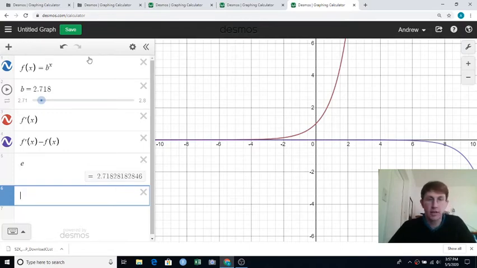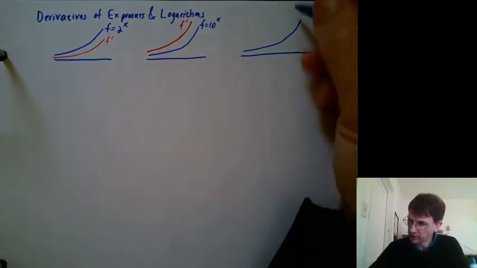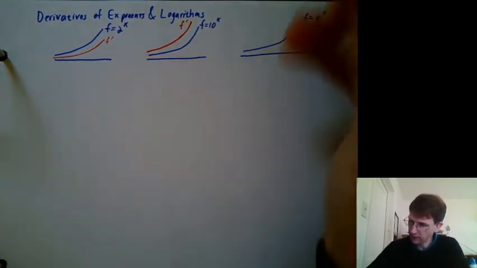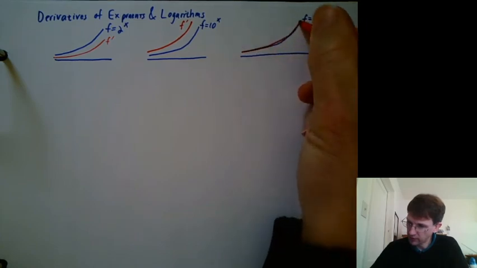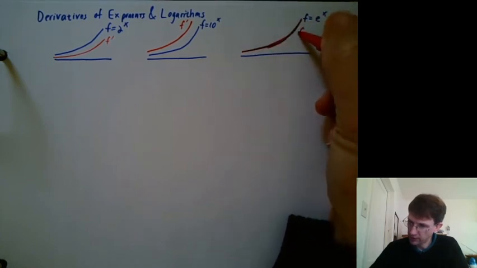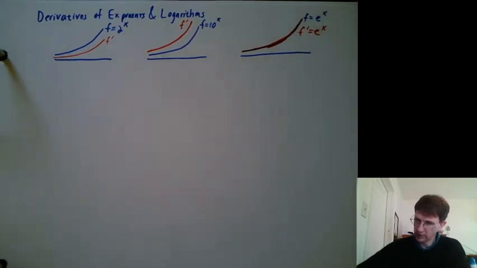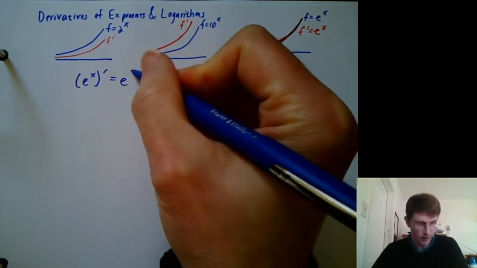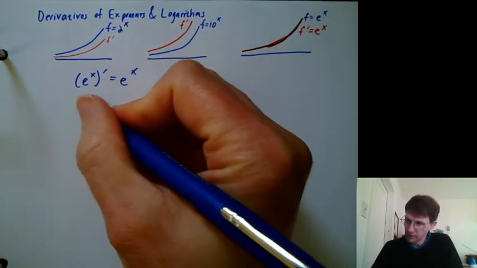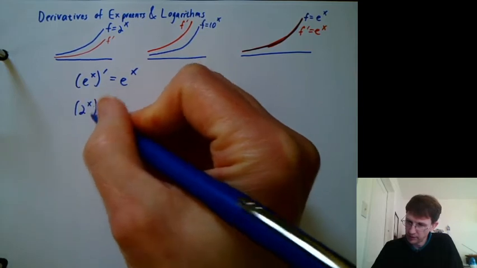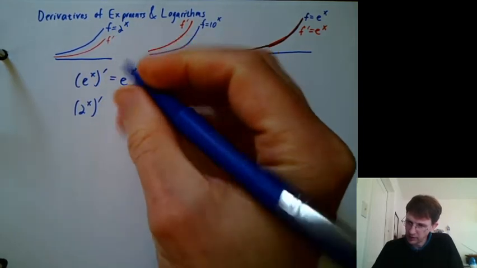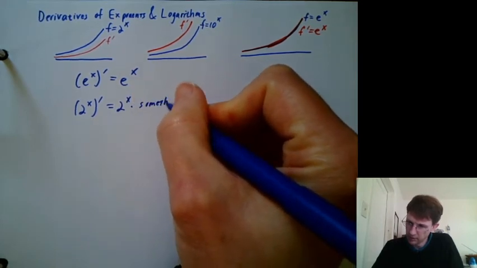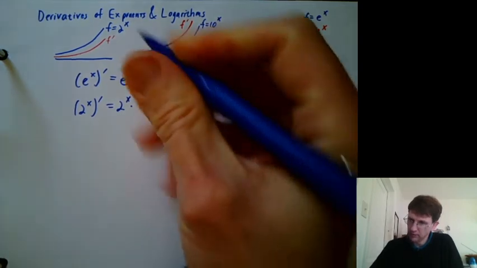So let's go back and look at that on paper. All right, so we found that if we have f equals e to the x, then the derivative falls right on the function itself. So we can summarize that by saying the derivative of e to the x is e to the x. This brings up the question, what is the derivative of 2 to the x? It seemed like it was 2 to the x, but with some vertical scaling factor.